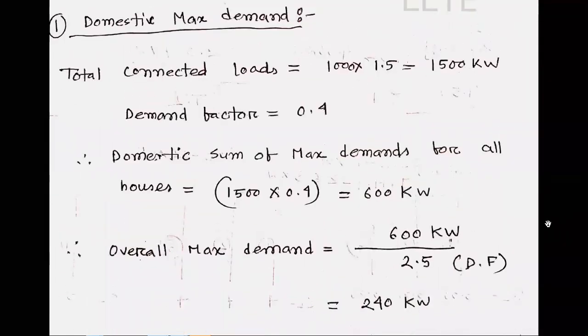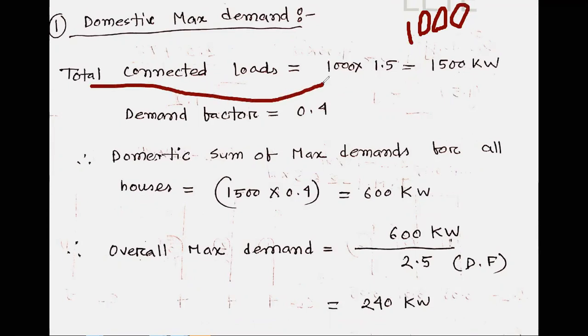So at first, domestic maximum demand. If you remember properly, from the example, there are 1000 houses, and every house has a connected load of 1.5. So the total connected load will be, if we multiply 1.5, we get 1500 kilowatt. That is the total connected load. Every individual person's connected load, if we sum, we get 1500 kilowatt.